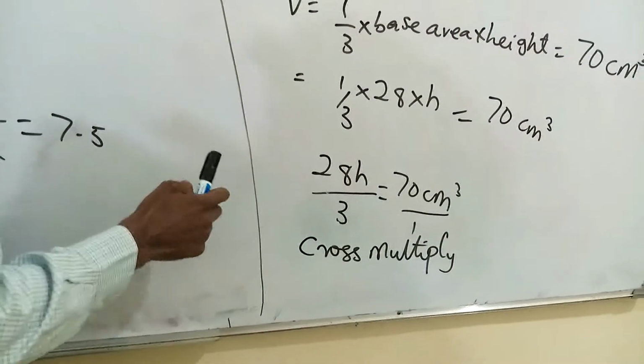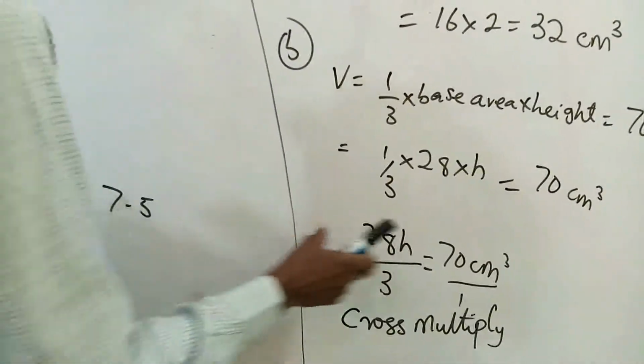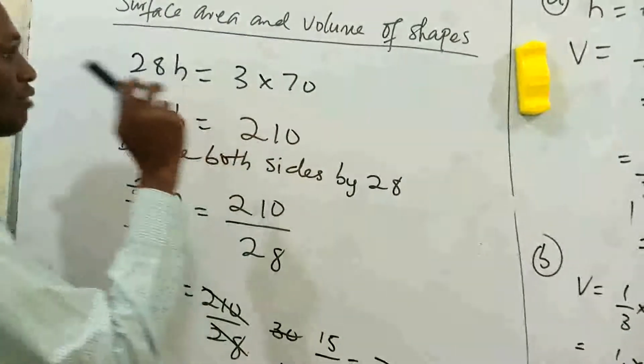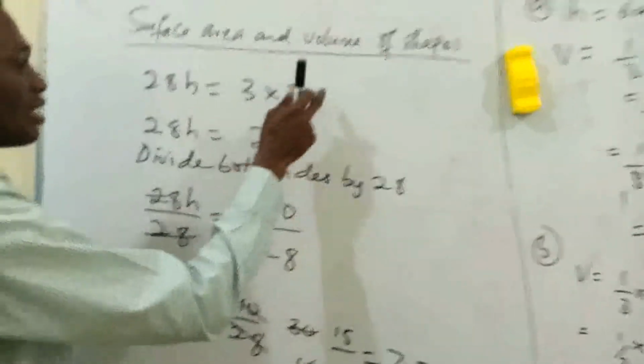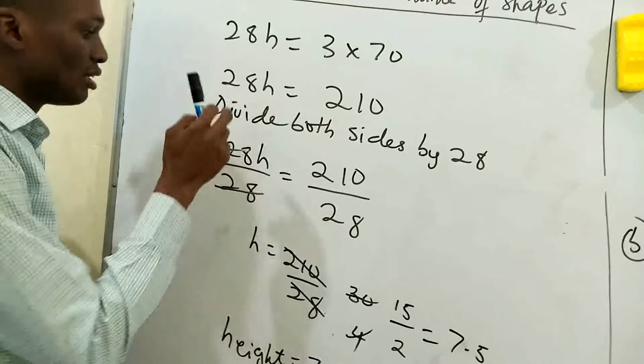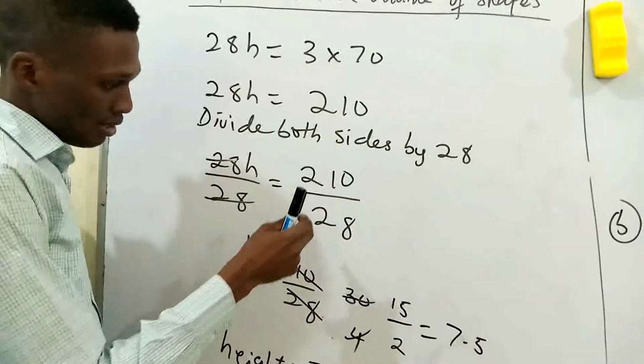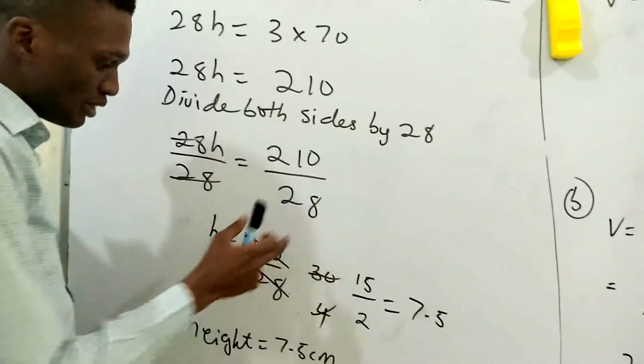At this point, we cross multiply. This multiplied by this and this multiplied by this. This gives us 28h equals 3 times 70. And 3 times 70 is 210. We now divide both sides by 28. As you can see, 28 over 28 cancels, and we are left with our height equals 210 over 28.